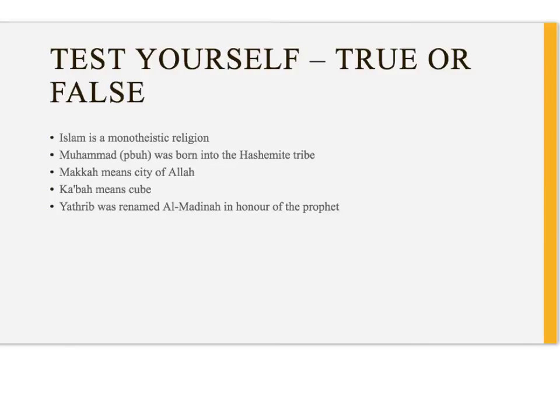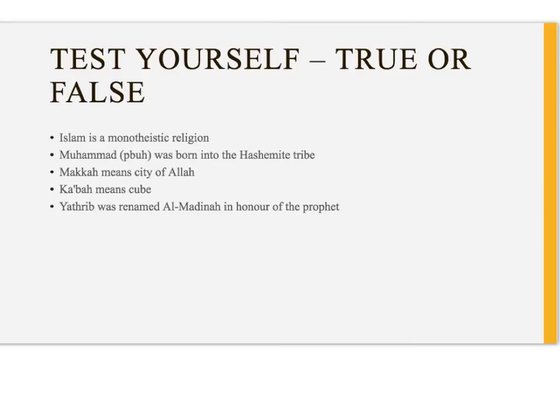Okay then, let's see how you did. First question, Islam is a monotheistic religion. That's true. Monotheism is a belief in one God, and as you know, Islam is belief in Allah as the one God. This is the opposite of polytheism, which is belief in lots of different gods.